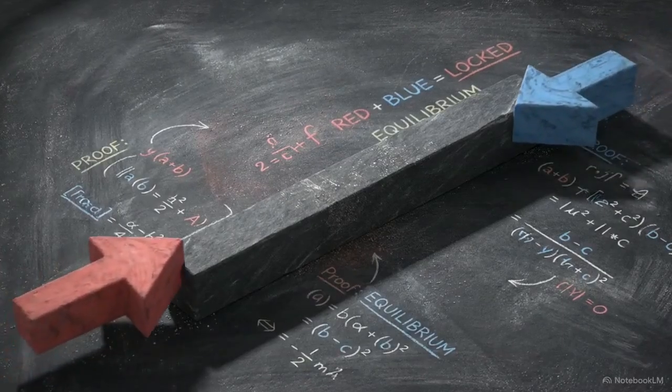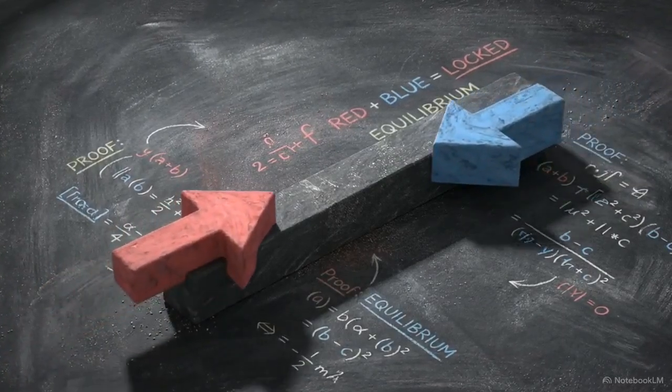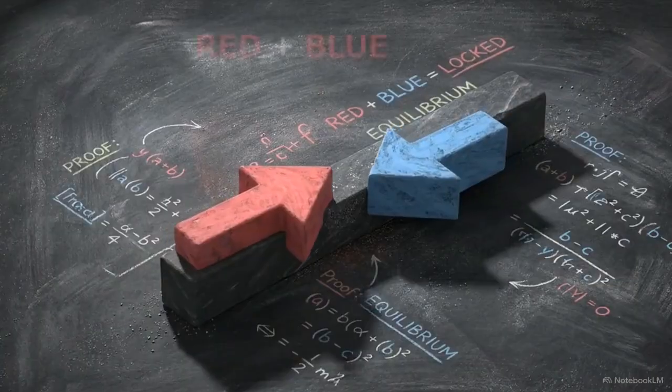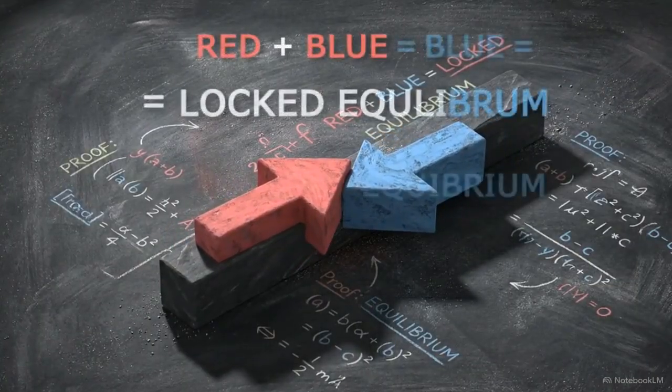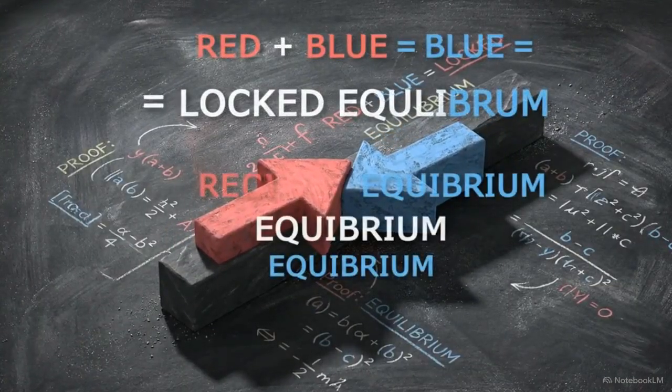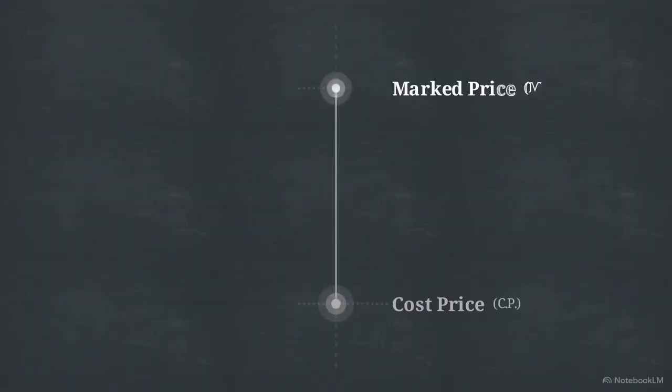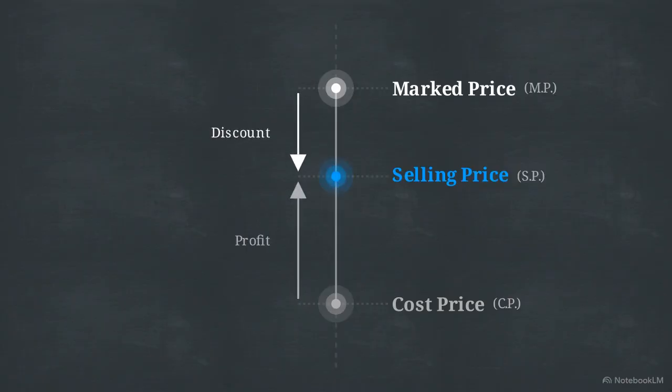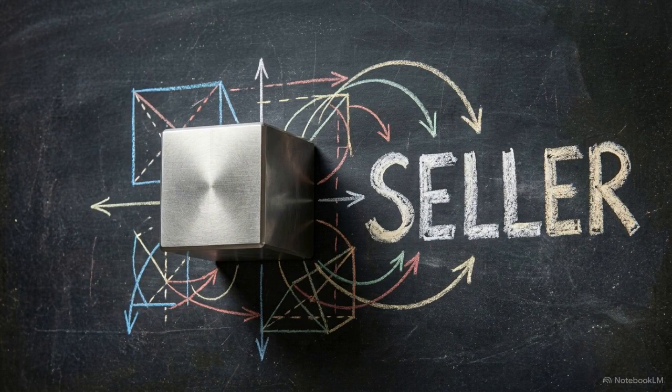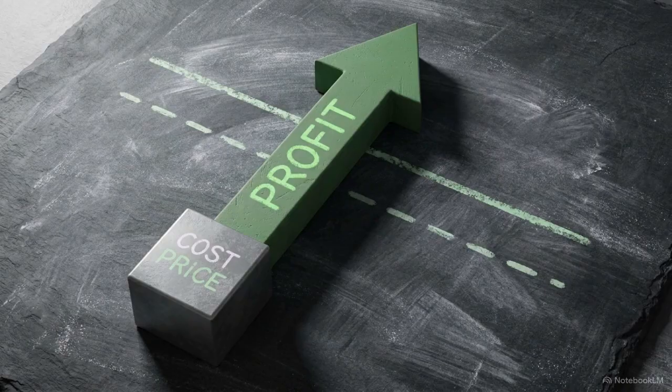Every transaction is governed by mathematical forces pulling in opposite directions. Algebra dictates the final point where these forces lock into place. We can map this system using three fundamental nodes: the base cost price, the public marked price, and the final selling price. The seller drives the first vector. They require a profit, which functions as a positive mathematical force expanding upwards from the base cost price.